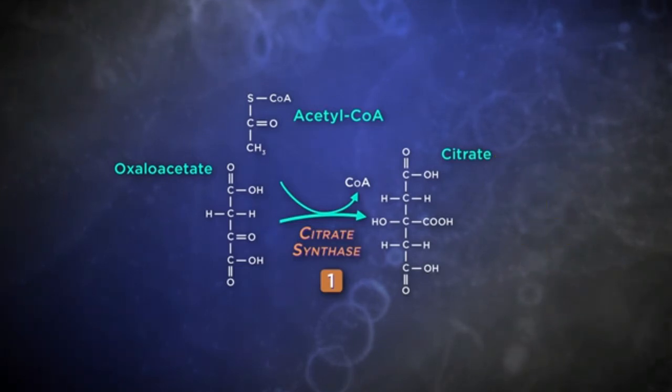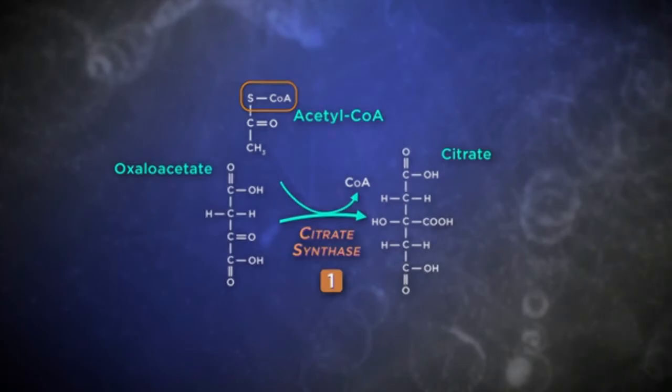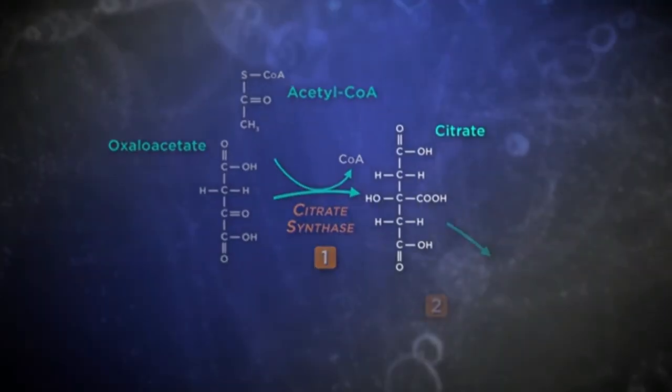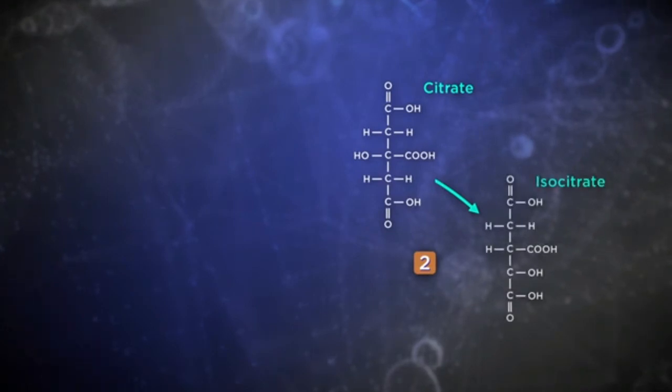This reaction to create citrate is very favorable because the breaking of the bond between the acetyl group and coenzyme A releases a lot of energy. This turns out to be important, as we will see when we complete the circle to remake oxaloacetate. In step 2 of the cycle, citrate is rearranged to form its isomer, isocitrate.